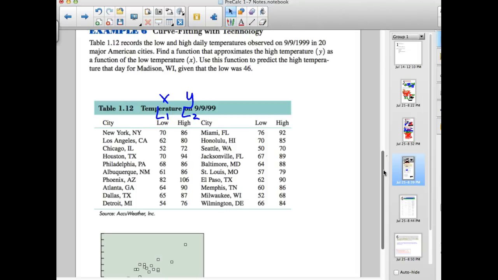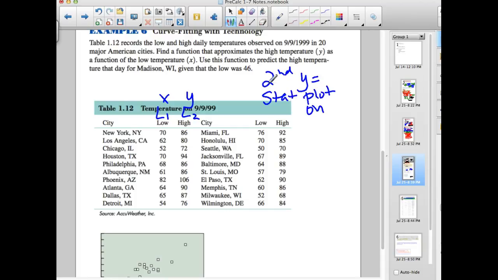We'll pause the video. You guys go ahead and enter that. Go under Stat Edit and get your two lists in there. Once your data is in there, how do we see a scatter plot of it? What do we have to do? Second, Y equals key. You want to turn your stat plot on, and make sure that you have list 1 and list 2 as your x and y lists.